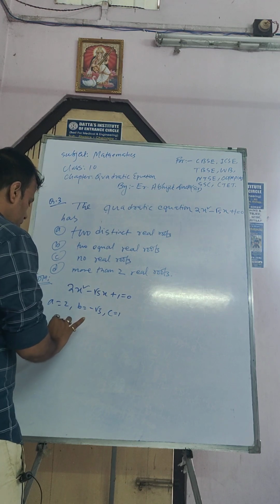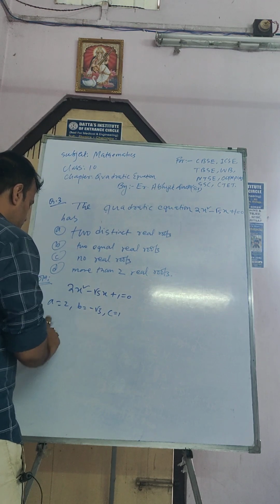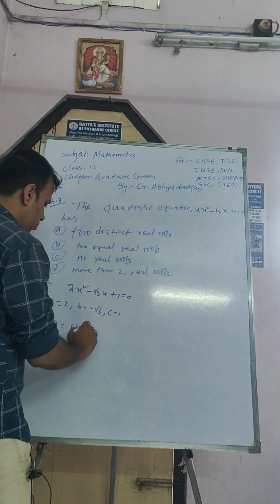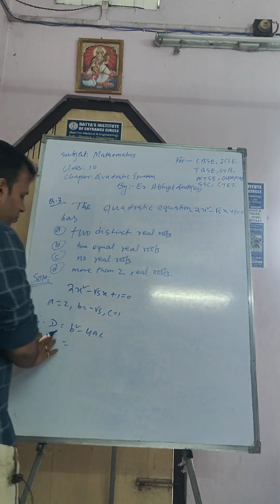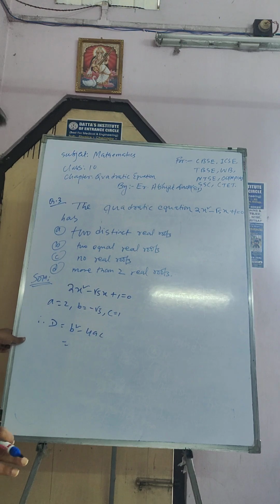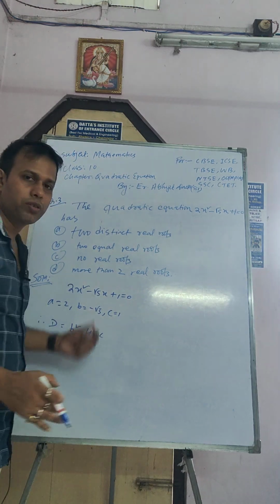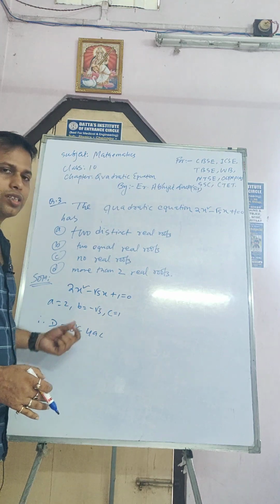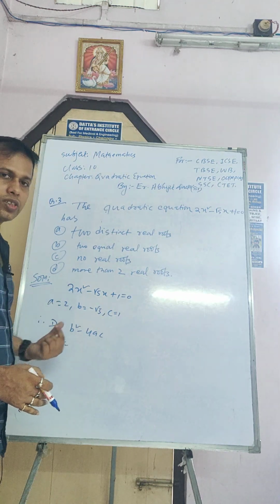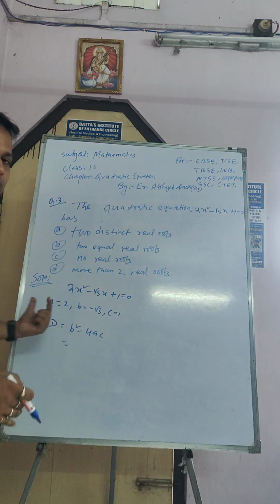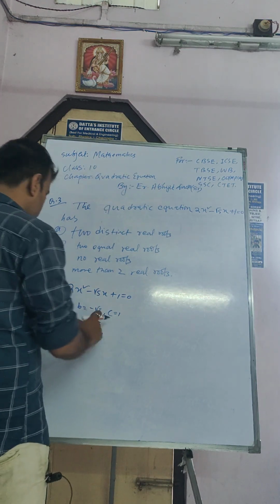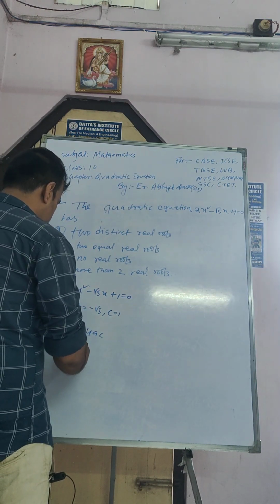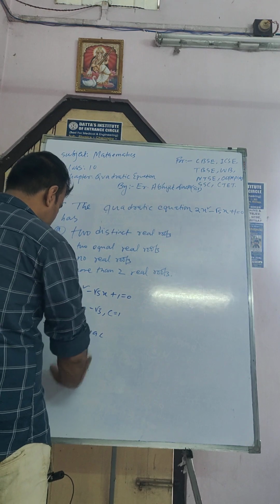Now discriminant D equal to what? D equal to B square minus 4AC. Let me first find out the value. If it is greater than 0, then the roots will be real and unequal, that is distinct. If it is equal to 0, then real and equal. And if it is less than 0, then the roots will be imaginary. That is B square is what? Minus root 5 whole square, and 4 into 2 into 1.